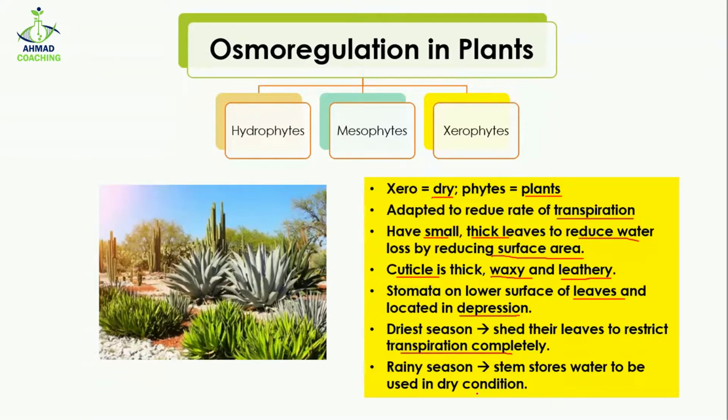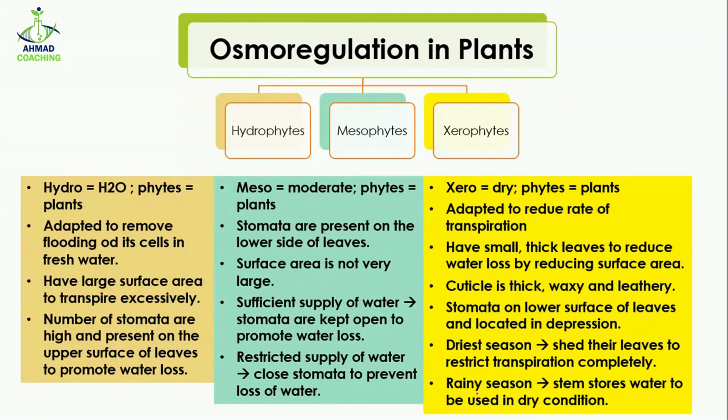The famous example of xerophytes is the cactus plant or aloe vera plant. They don't need much water, they are xerophytes. They have a thick cuticle, and their leaves are very small and very thick. So that was all about osmoregulation in plants.